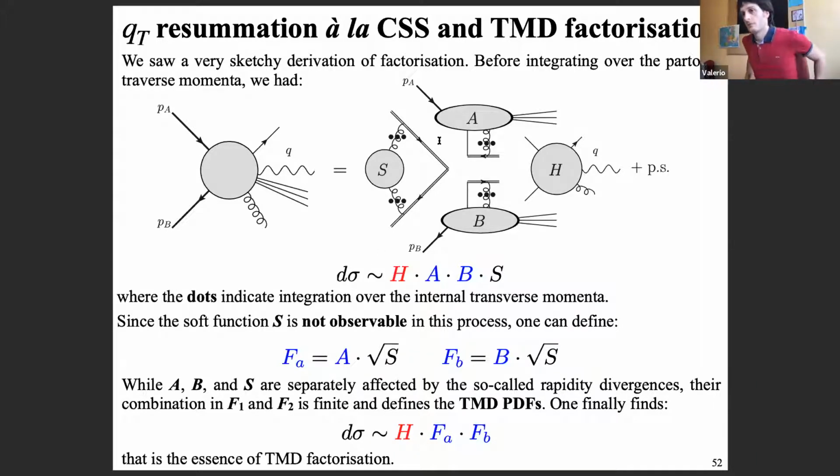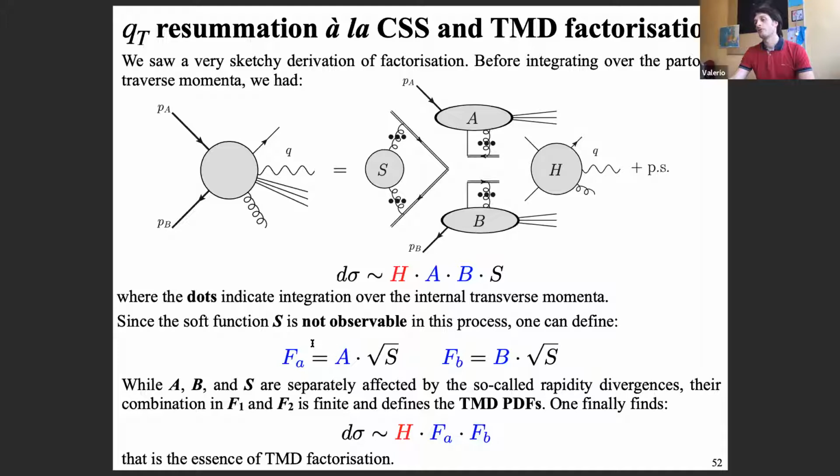And so now let's go back to that proof, and let's take the factorization before integrating over QT and before assuming that QT was of the order of Q. So the cross section has this factorized formula here, perhaps you remember. Hard function, collinear functions, and soft function. And here there are dots, and these dots indicate integrations over internal transverse momentum. Then something that is remarkable is that the soft function is, of course, not observable in Drell-Yan. So you cannot really disentangle all the blobs.